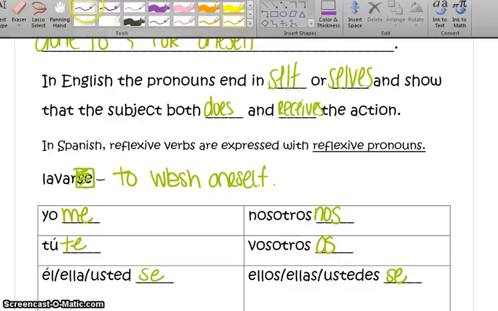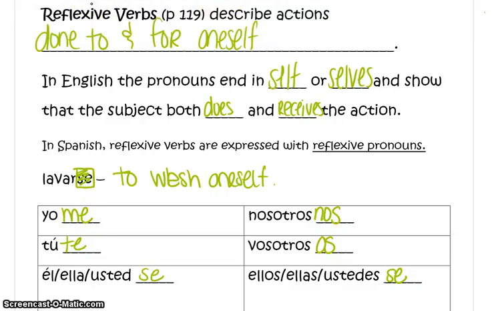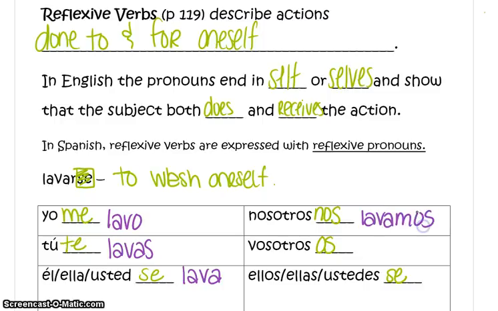So, for example, if we conjugate the verb lavarse in the yo form, it will be me lavo. The tú form would be te lavas. Él, ella, usted form would be se lava. Nosotros form, nos lavamos. Vosotros, os laváis. And ellos, ellas, ustedes, se lavan.